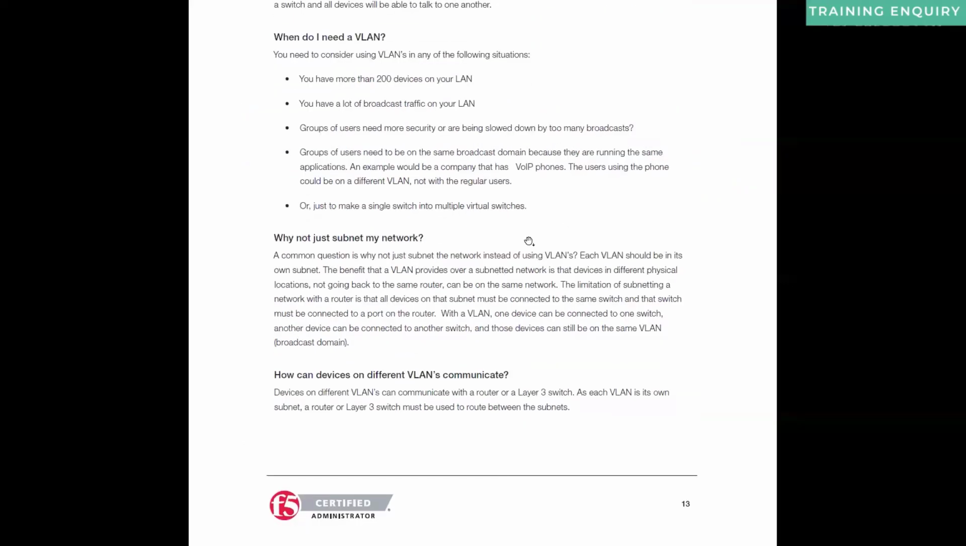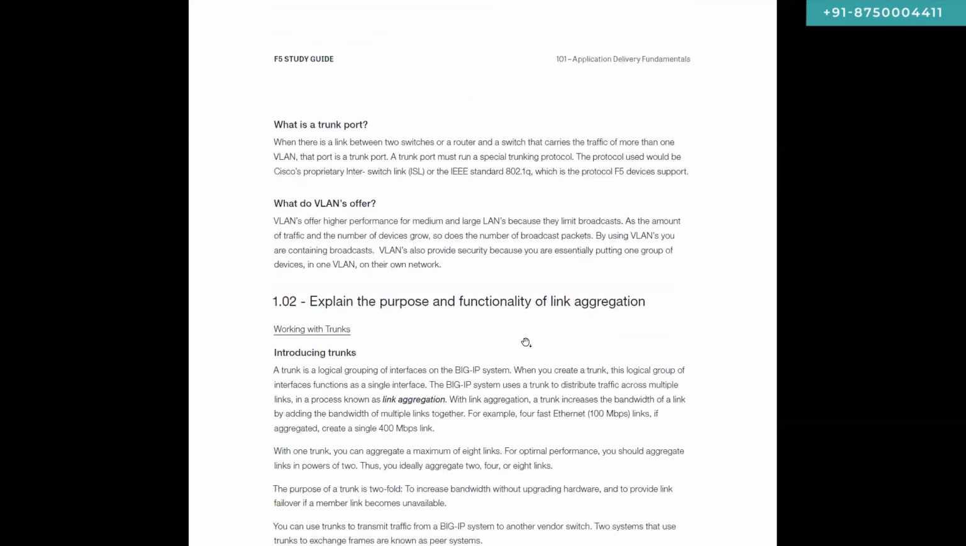That's VLAN, right? And then how we can enable inter-VLAN routing, that again, I'm not performing it practically now. I'm assuming that all of you are aware of how we perform inter-VLAN routing. We will be doing it on BIG-IP, don't worry, right?